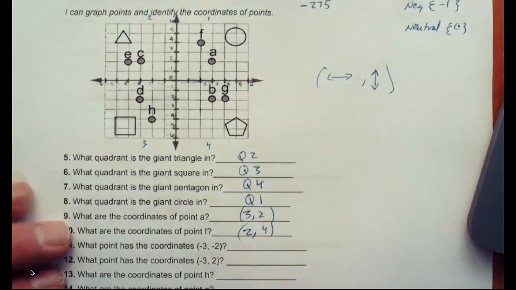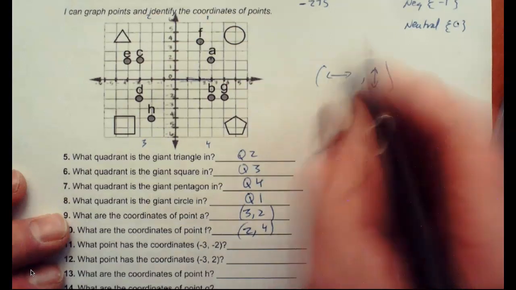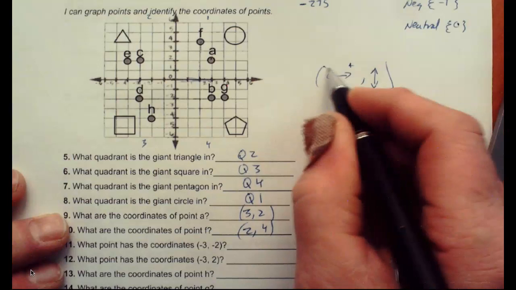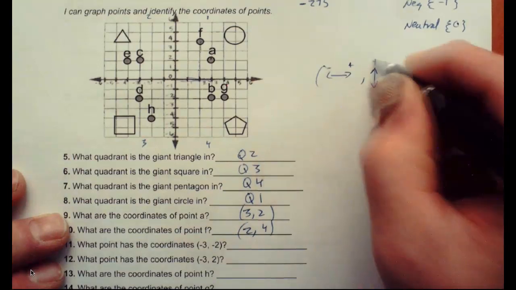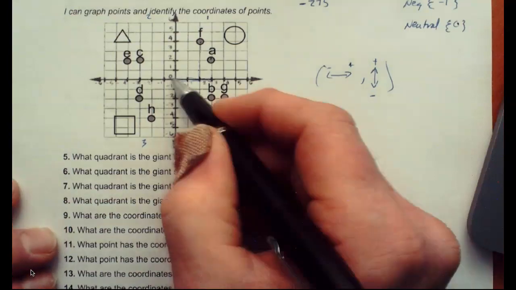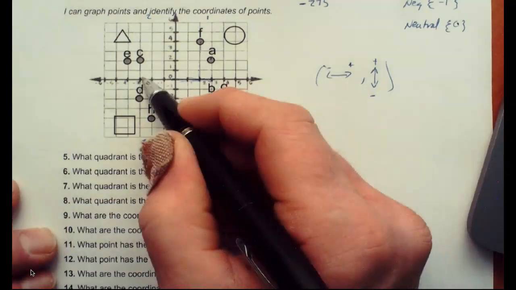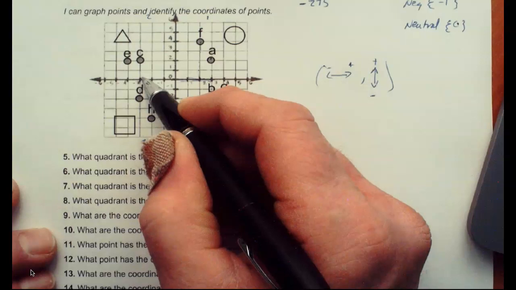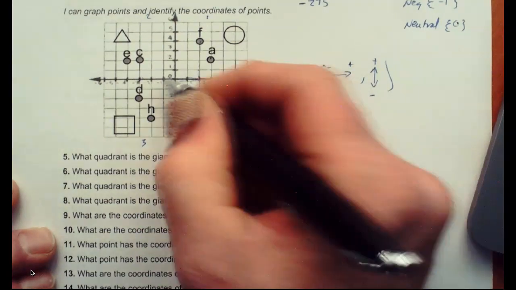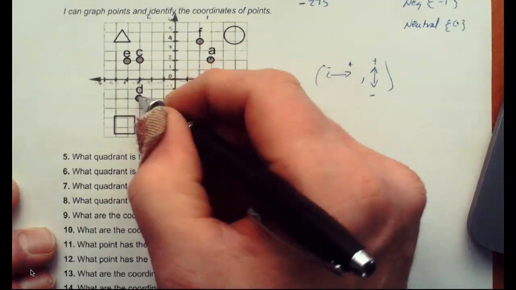What point has the coordinates (-3, -2)? Again, on this little key over here, positive, we go forward. Negative, we go backwards. Positive, we go up. Negative, we go down. So in this one here, negative 3, negative 2, we go over negative 3 or back 3 and down negative 2. So where was that? Negative 3, negative 2. 1, 2, 3, negative 2. That's going to be point D.